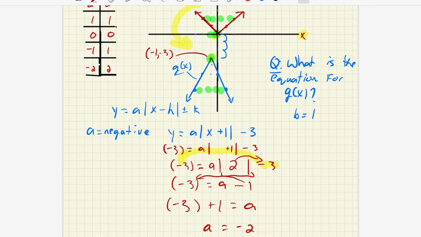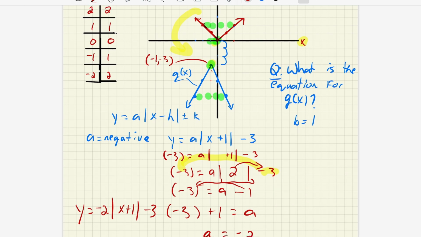And so our function would then read like this: y is equal to negative 2 absolute value of x plus 1, minus 3. And if we check our original height, the original height of our parent function from point to point is 2 units long, right? We could see it like this. It goes down 1, 2. Now if we look at the transformed function from point to point, it goes 1, 2, 3, 4, which is exactly a value of negative 2.